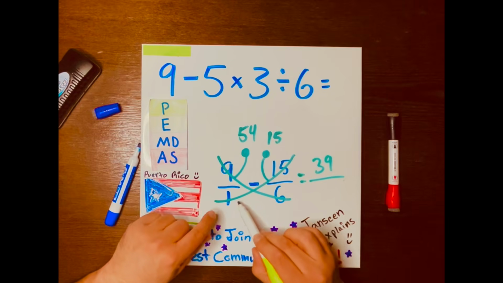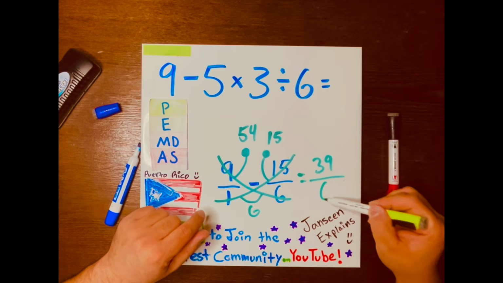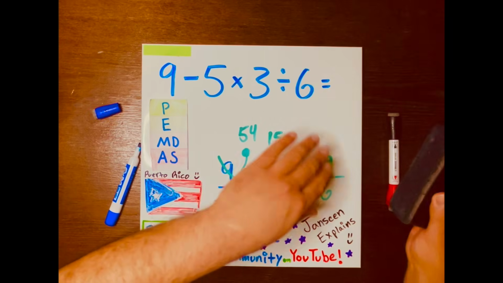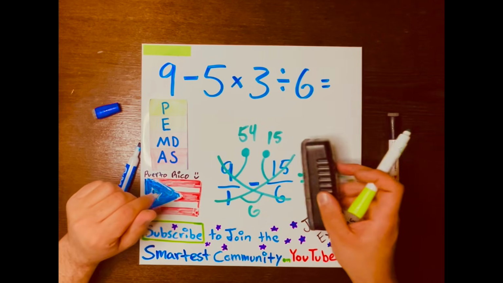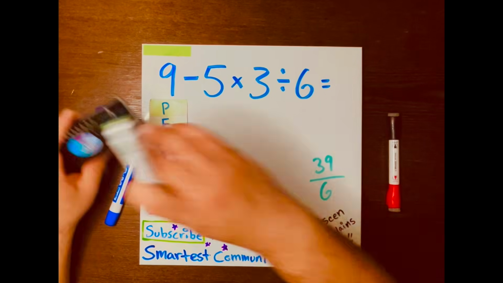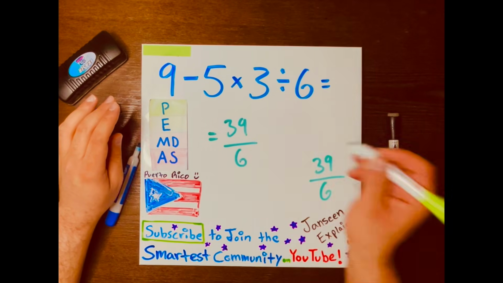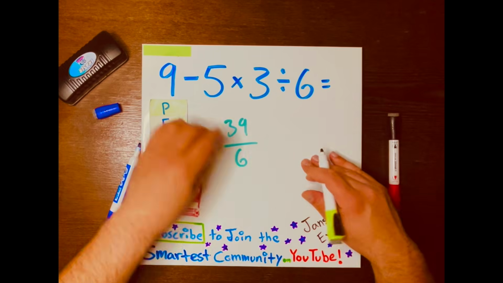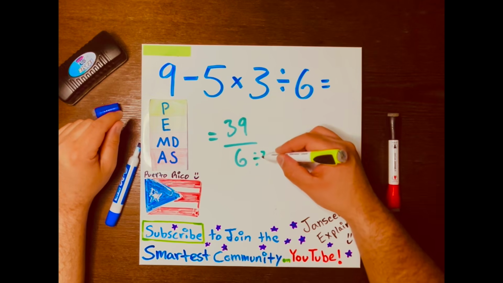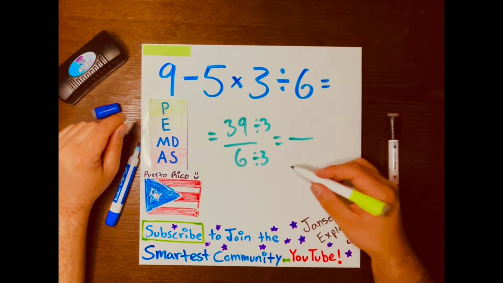39 over, and we multiply these two numbers. 1 times 6 is 6, so our denominator is 6. So this is the answer, but we have to simplify that fraction further to its simplest form. And let's write that over here for space. 39 over 6. And we need to simplify this further. 39 over 6. So let's divide 39 by 3 and 6 by 3.